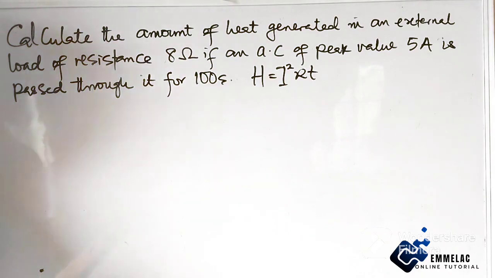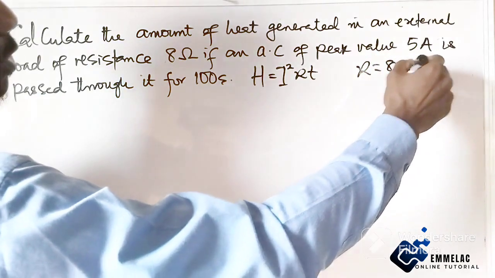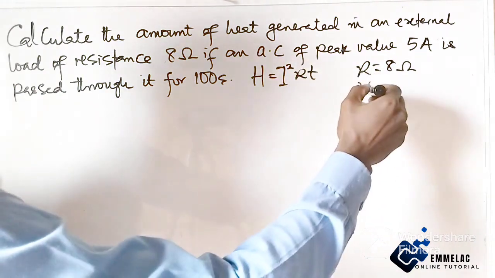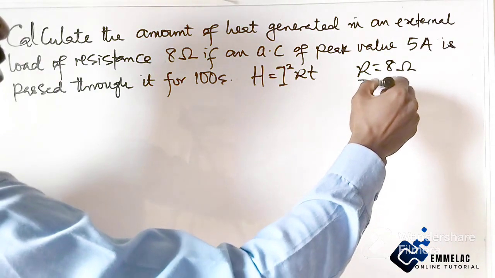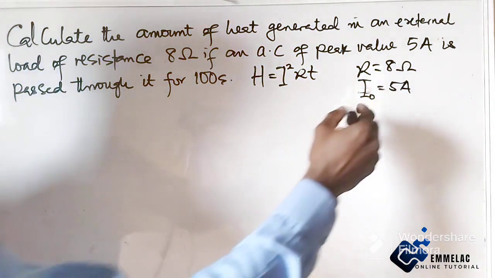But from here, we are given the resistance R to be 8 ohms, we are given the peak current, and what else is given? The time.